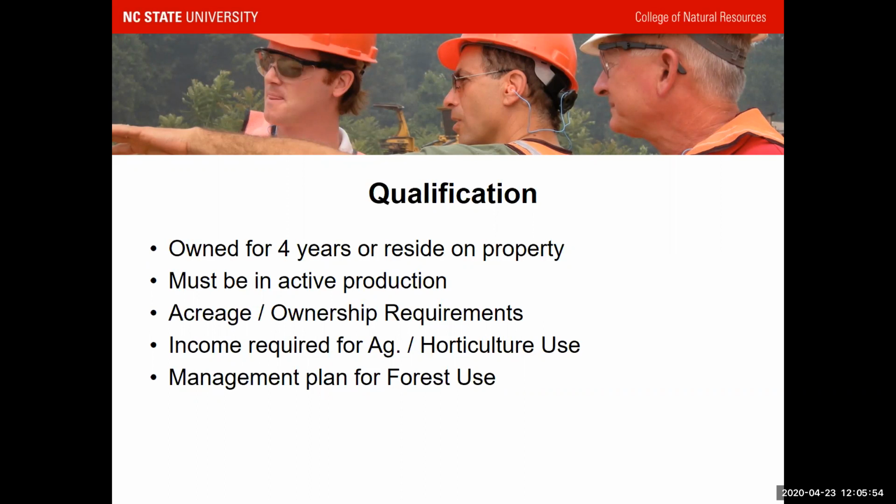And there are ownership requirements and acreage minimums. For instance, in the horticultural arena, you'll need at least 5 acres. In agriculture, 10 acres. And then forestry is 20 acres in actual production. And while agriculture and horticulture have an income requirement, the qualification for the forestry lands is a management plan, and that's how you qualify and also maintain your eligibility, by following that forest management plan.